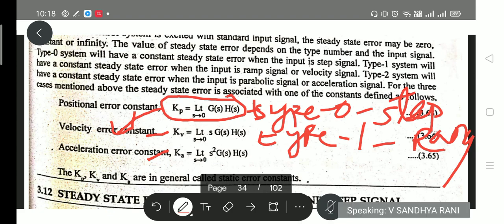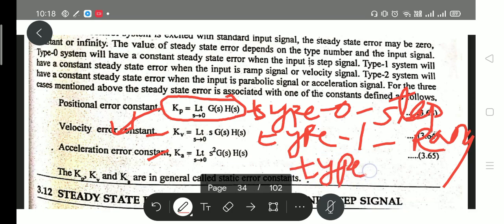Next, the acceleration error constant is for type 2 systems with a parabolic input. Type 2 and parabolic input. In those systems, we can use the acceleration error constant formula.